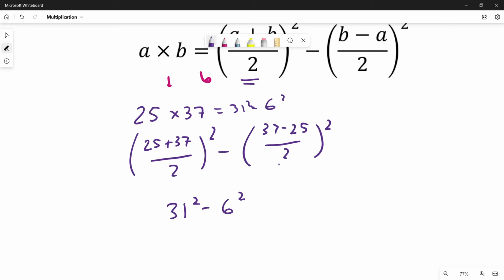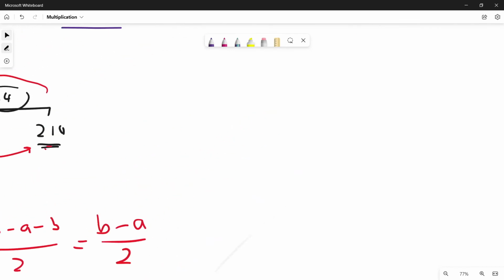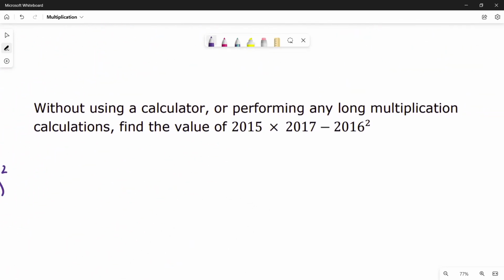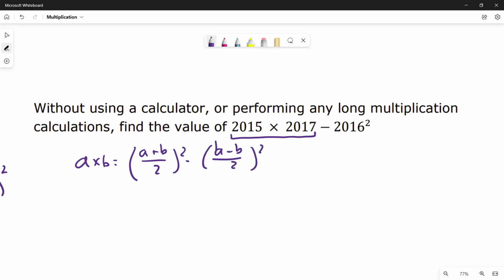And we can see why that might be useful up here in this problem. So without writing or using a calculator performing any long multiplication, find this value. Now this is nice because it's got a symmetry. We're finding the multiplication of two numbers. Now using our formula, we know that a times b is just a plus b over 2 squared minus a minus b over 2 squared. Actually, this should be b minus a, the big one minus the smallest one.